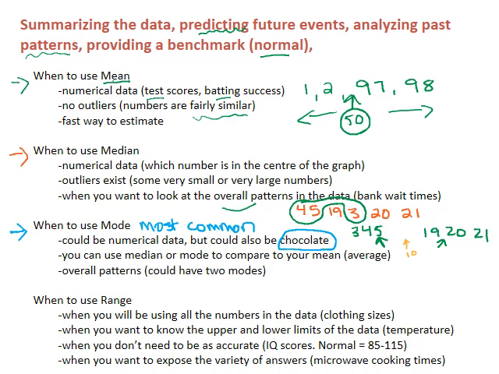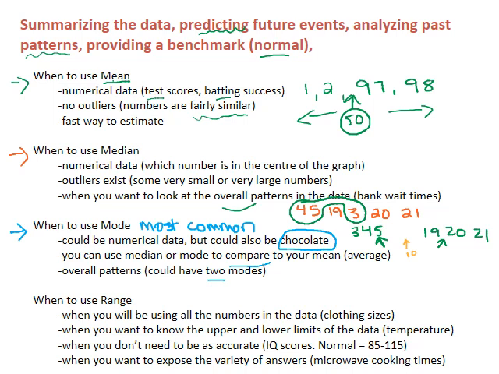You can use all three if you want to compare and see how they differ, because you might have outliers and you might want to see which one is the most accurate. And again, like I said on the first slide, you could have two, right? Goldfish and hamsters maybe tied for first. So you could have two most common answers.